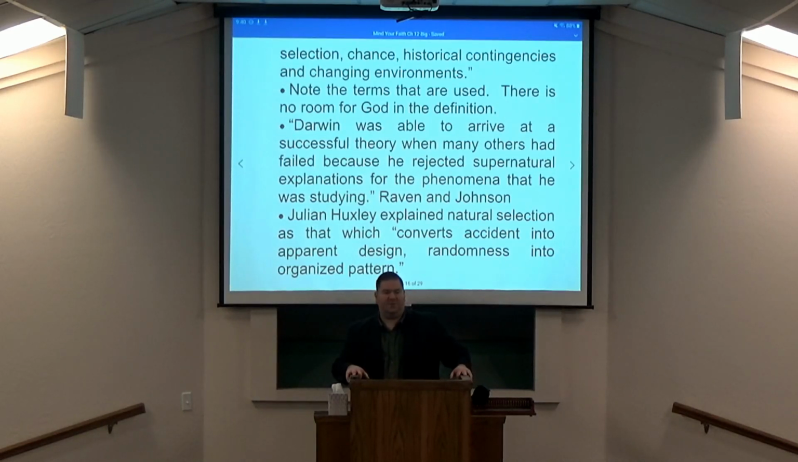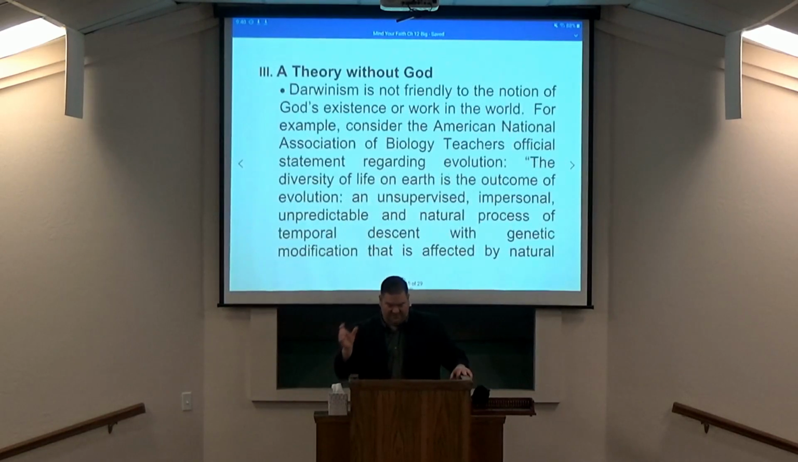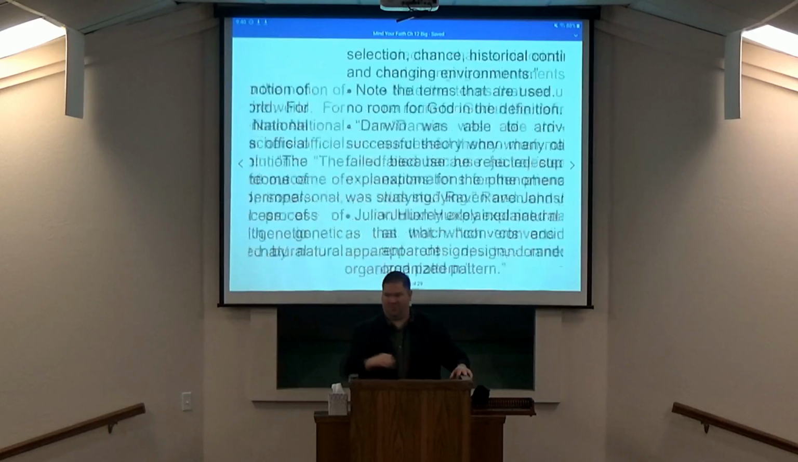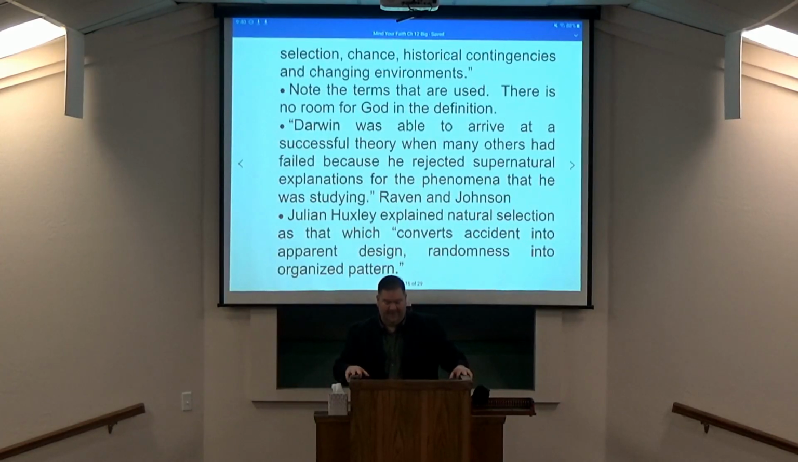Now note the terms that are used. In fact, Dewey specifically brings out all these specific terms: unsupervised, impersonal, unpredictable, natural process, temporal descent. There is no room for God in the definition. Quote from Raven and Johnson that Dewey includes: Darwin was able to arrive at a successful theory when many others had failed because he rejected supernatural explanations for the phenomena that he was studying.